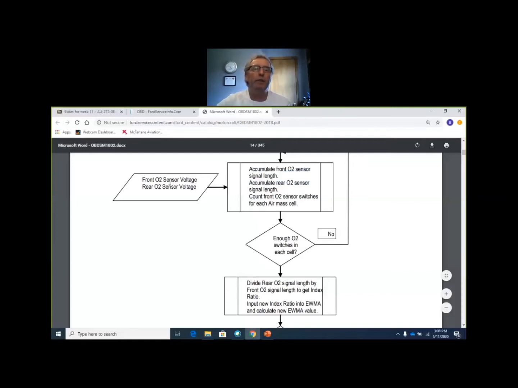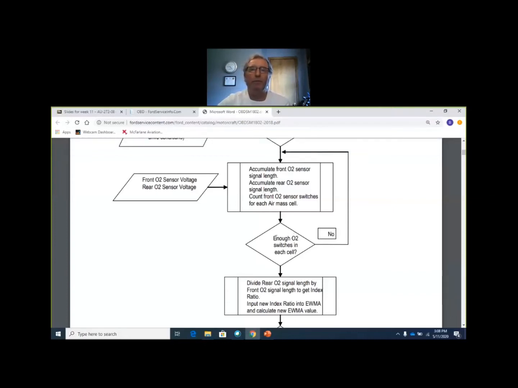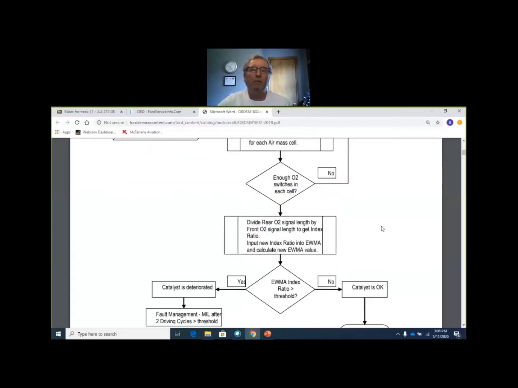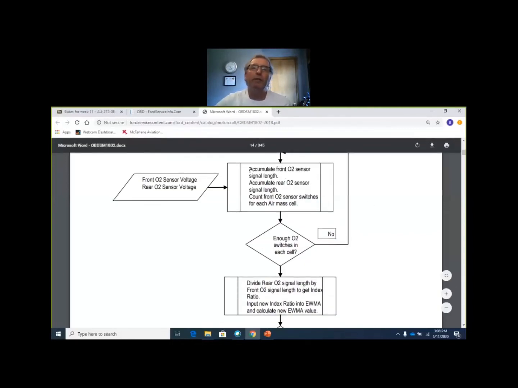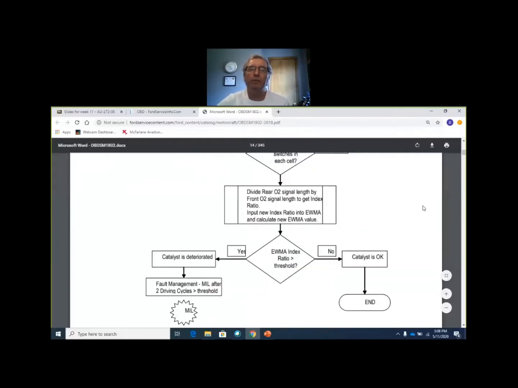So here's what we're gathering: front and rear O2 sensor voltage, and we're looking at switching frequency. The first thing we want to know is, did we get enough switches in order to make a determination here? If the answer is no, we go back and keep accumulating until we do have enough. Once we've counted enough switches, we divide the rear O2 signal length by the front to get the index ratio.